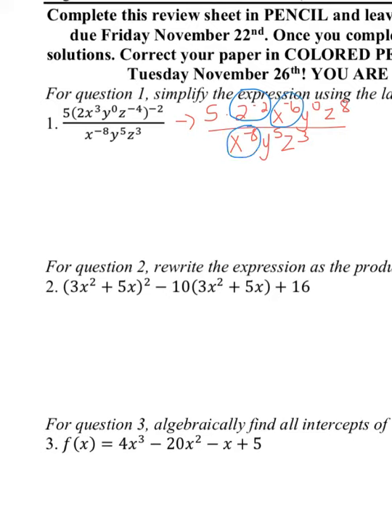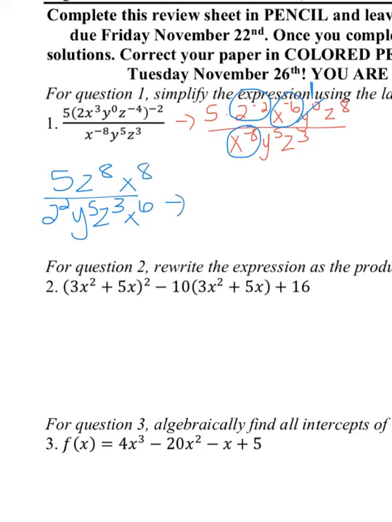So now I rewrite everything. So 5. I don't have to put this y to the 0 because anything to the 0 power is 1. So 5z to the 8th divided by y to the 5th, z to the 3rd. This 2 to the negative 2nd becomes 2 to the positive 2nd. In the bottom, I put it out front just because it's a coefficient. X to the negative 6th comes down to be x to the positive 6th, and then x to the negative 8th comes up to be x to the positive 8th.